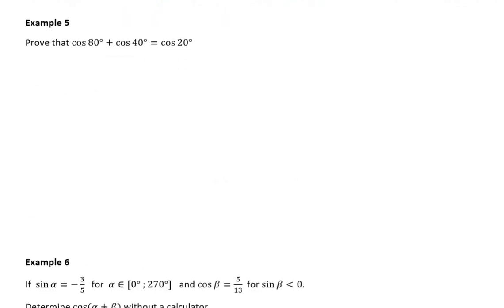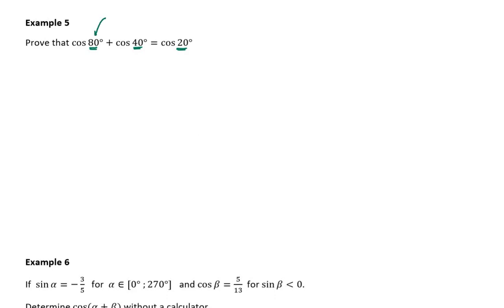Example 5 says prove that cos 80 plus cos 40, which are not special angles, is equal to cos 20. So my first thought is I have reduction at my disposal. Can I rewrite 80 using an axis and a special angle? And I can't. Can I rewrite 40 using an axis and a special angle? And I can't. And especially important, I can't rewrite them using 20 in an axis because 20's got nothing to do with 80. And so let's have a look.